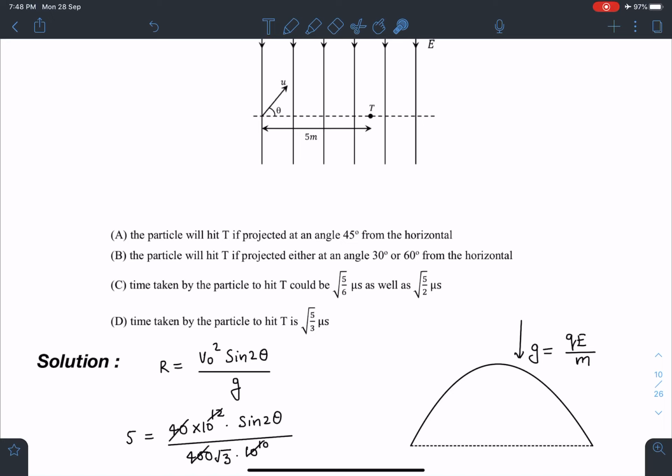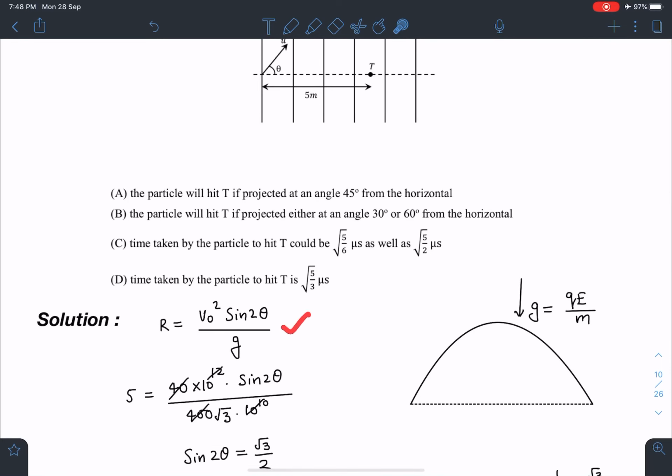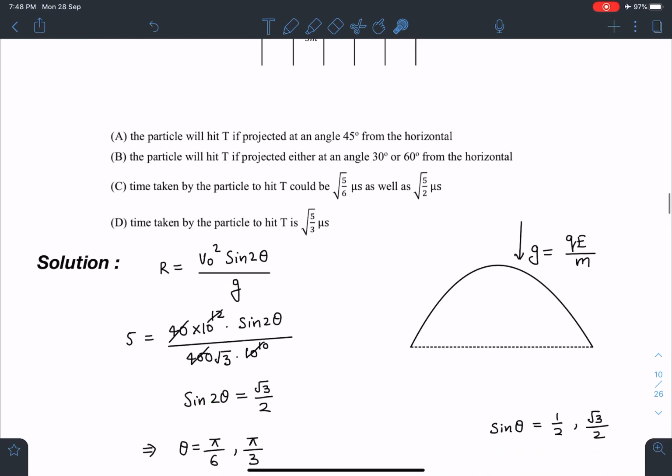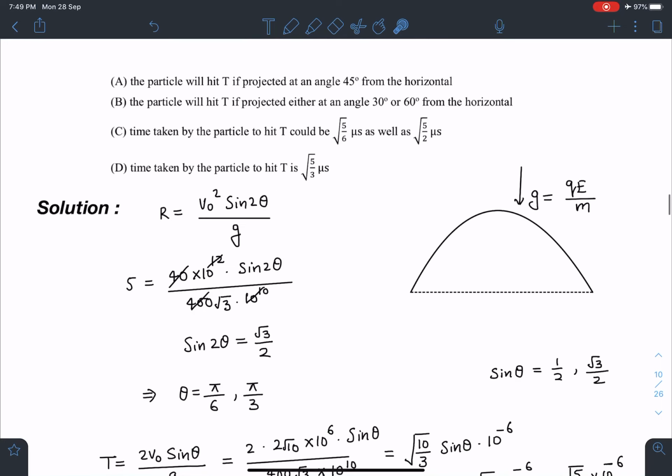Time taken. So here range formula I can use, and the easier part here is, since it is uniform electric field, it will be somewhat similar to standard parabola equation or projectile motion, you can say, where g will be replaced by qE by m. So all I have to do is just replace this g with qE by m. When I do that and substitute these values, I'm not explaining the calculation part here, it's simple. So I'll be getting this sine 2 theta as root 3 by 2, which gives me the two values, theta as pi by 6 and pi by 3.